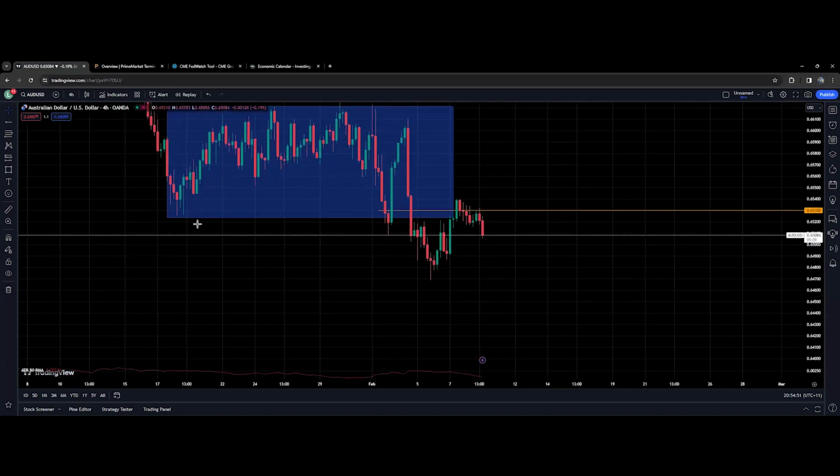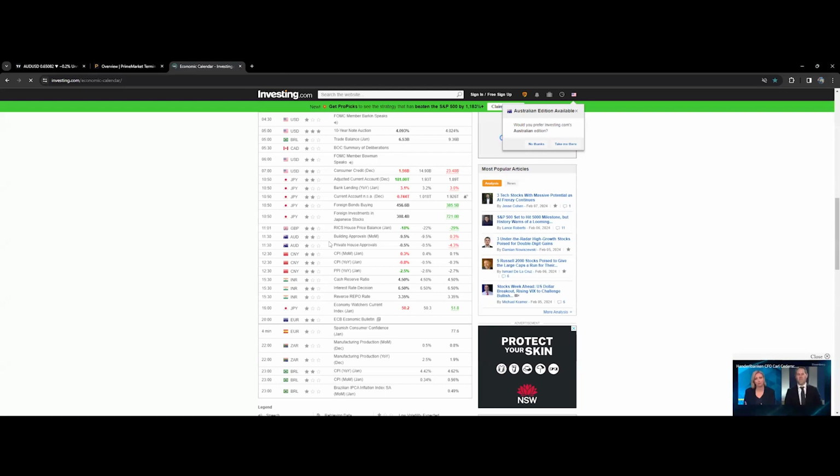Now what I'm looking for is a continuation of the downtrend here. Okay, most likely, because the Australian dollar is losing its strength as the US dollar is getting stronger. So this is my view. We react negatively on the Australian dollar.